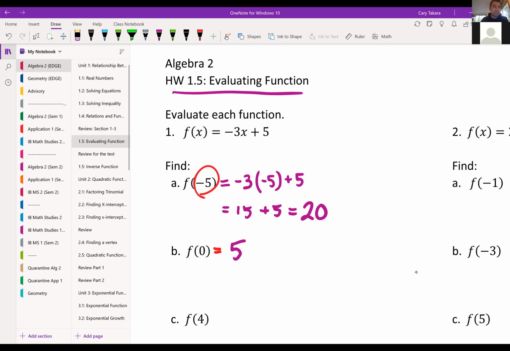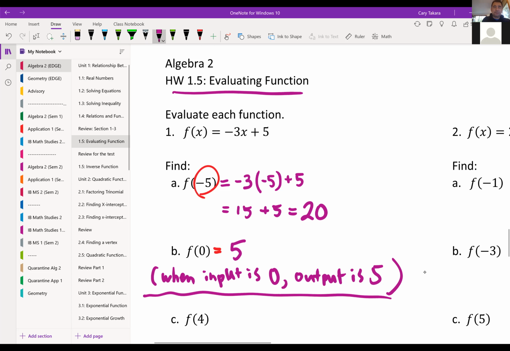When input is 0, output is 5. Again, that's what a function means, okay? F of 0 equals 5. What does that mean? When input is 0, output is going to be 5. Okay, that's what that means. It doesn't mean f times 0. It's not multiplication. It's a function notation.